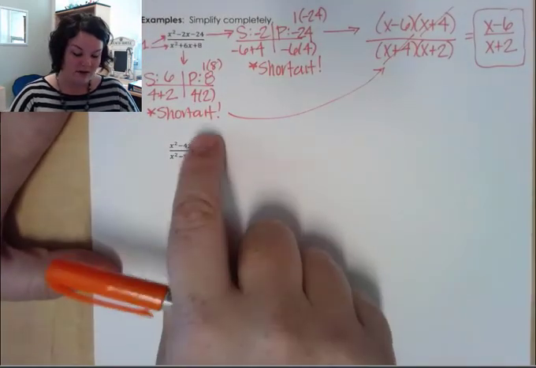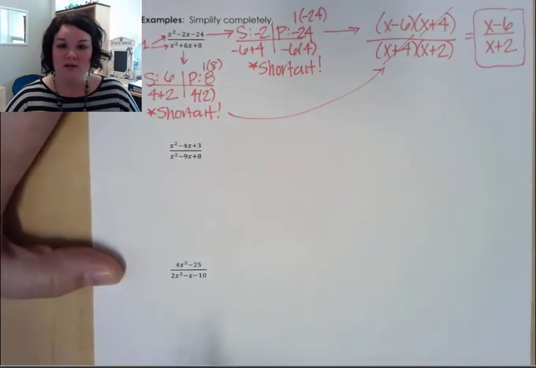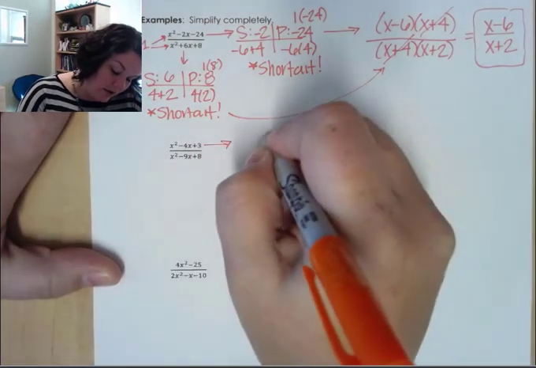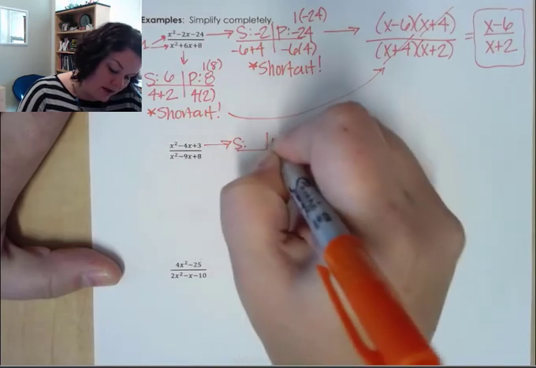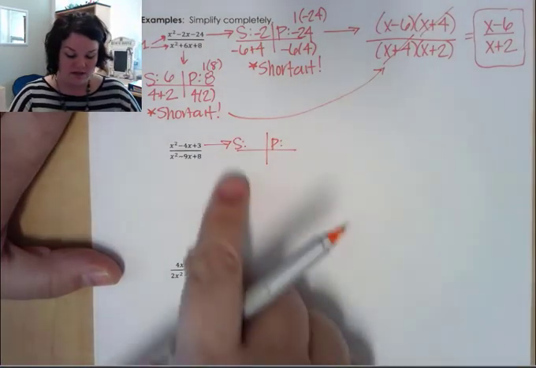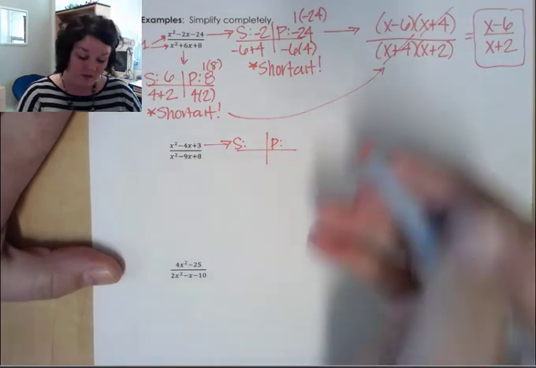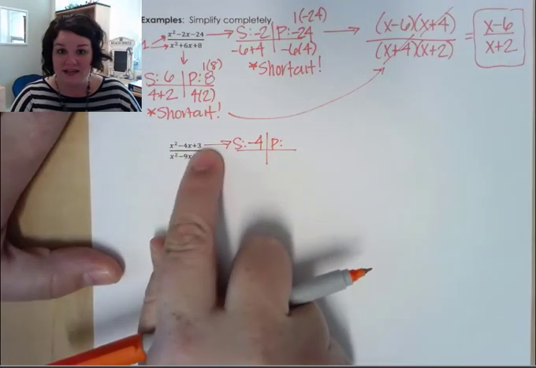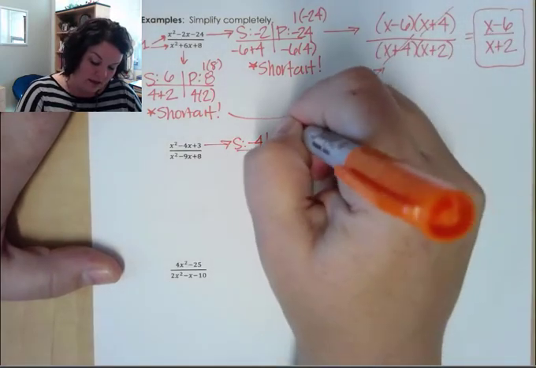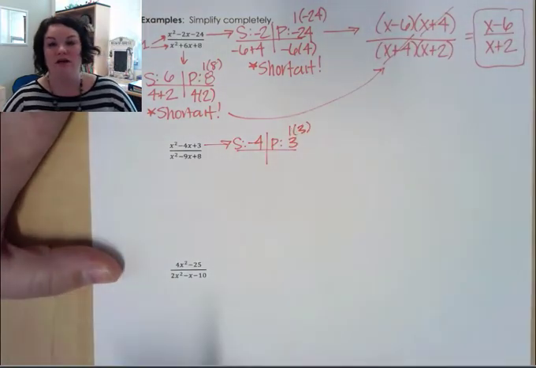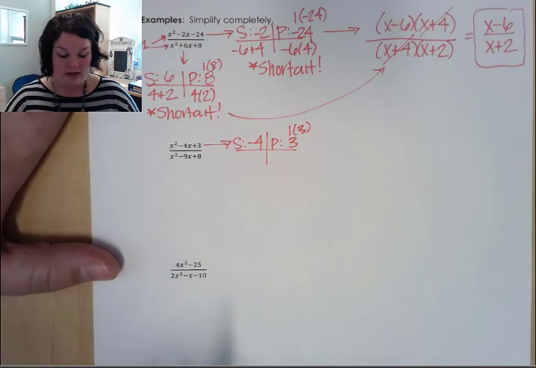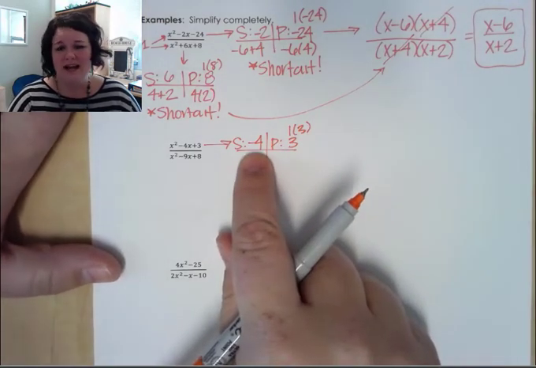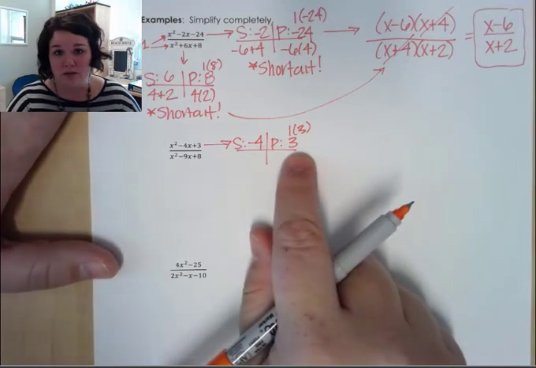Same idea. We want to factor the top completely, factor the bottom completely, and then reduce common factors. So let's look at this top part. We're going to use the sum product chart because we have a trinomial. Our sum is our middle coefficient, which here is -4. Our product is our first coefficient times our last coefficient. So 1 times 3, which gives me a product of 3, right? Now, I need something that multiplies to give me 3 that combines to -4. And the only thing that multiplies to give me 3 is 1 and 3, right?